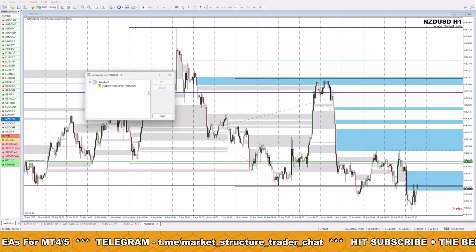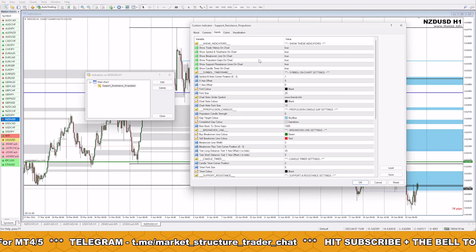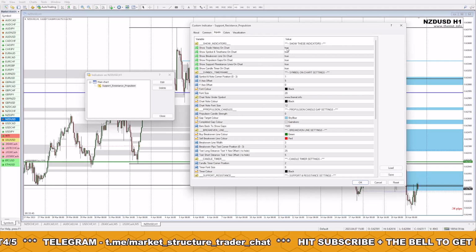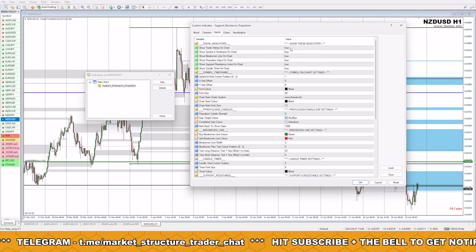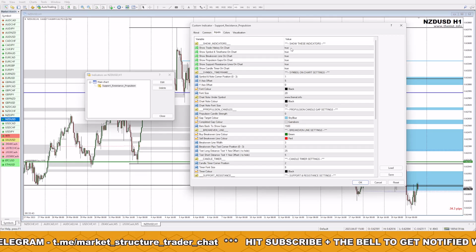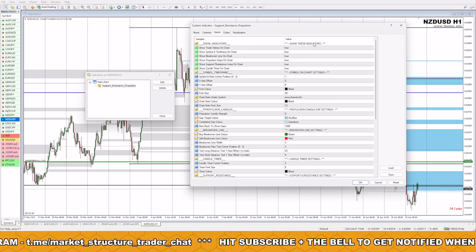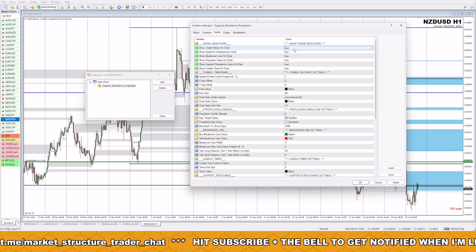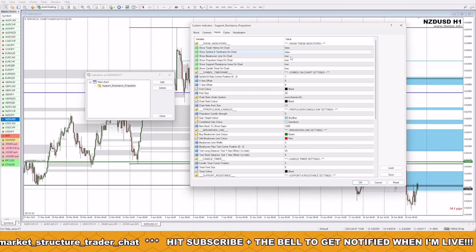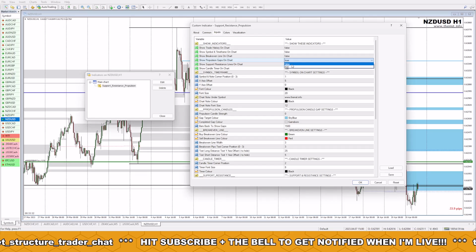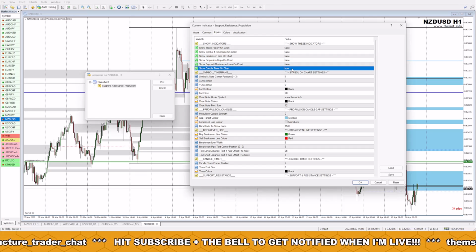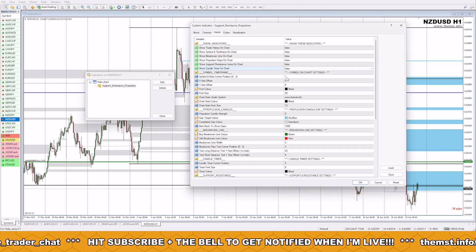So let's start off with the basics. The indicator has lots and lots of inputs. You can turn on all of the specific parts of the indicator using these true-false settings at the top. So this says show these indicators. Basically, if you set these to false, it will turn off all of those particular parts of the indicator. And as you see, there's six main parts to the indicator.